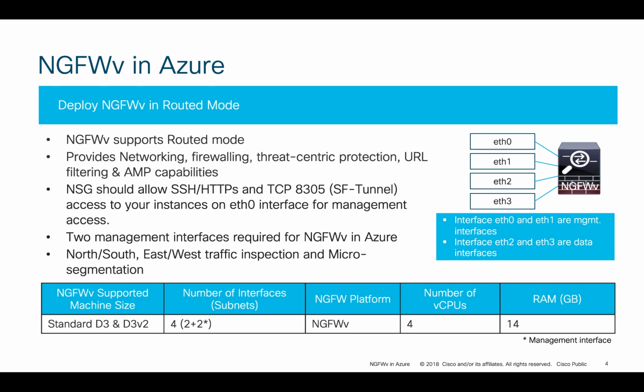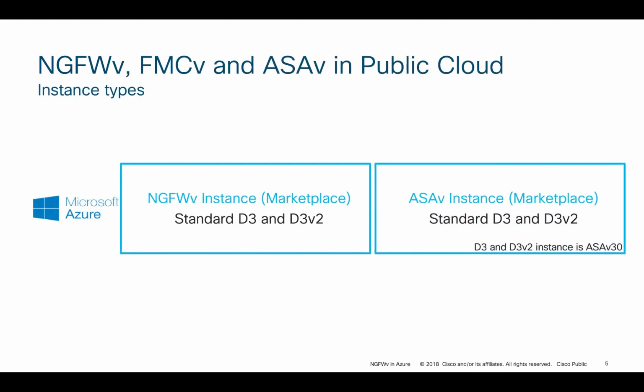For managing this particular virtual appliance, you require Firepower Management Center, which is outside of Azure right now. So you can either manage it using virtual FMC or you can use physical FMC as well. On number of interfaces, we have 4 interfaces right now, starting from ETH0 till ETH3. First 2 interfaces are for management and other 2 interfaces are your data interfaces. We have this device on D3 and D3v2 instances. So if you go to marketplace, you will find next generation firewall instances on Standard D3 and Standard D3v2.